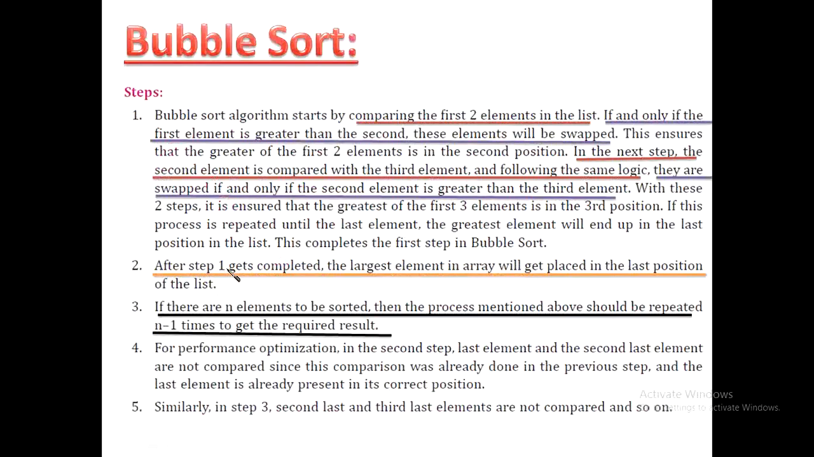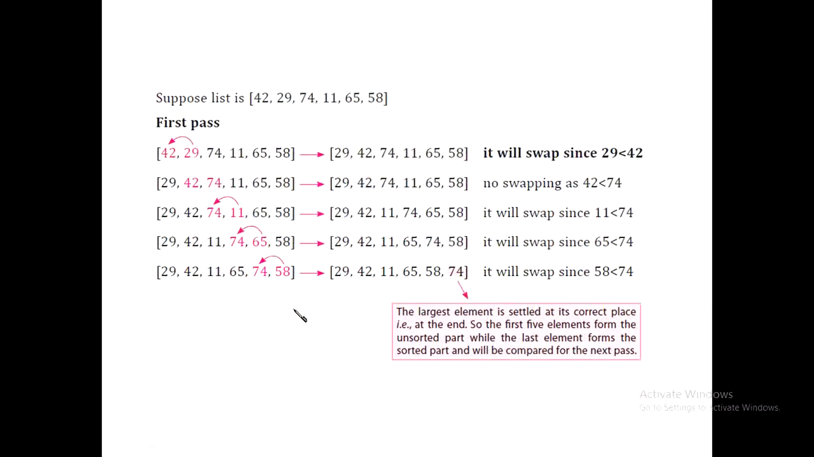Now after step 1 is completed, the largest element in the array will be placed in the last position of the list. Look here. After completing the first pass, we have received the largest element of the given list at the last position. 74 is the largest value in this list. So after completing the first pass, we get our largest value at the last.